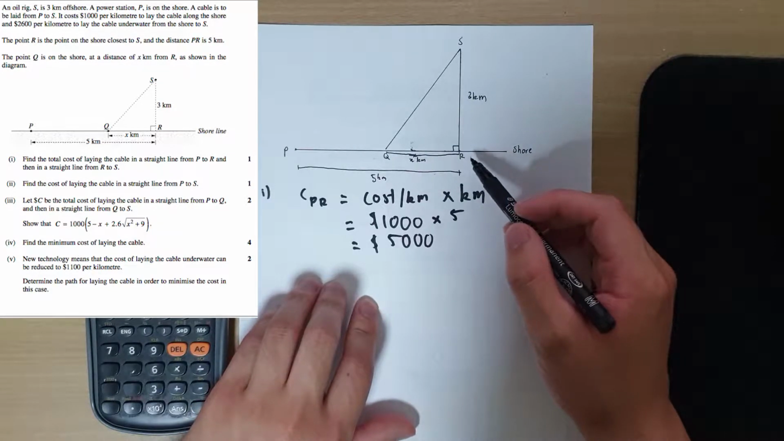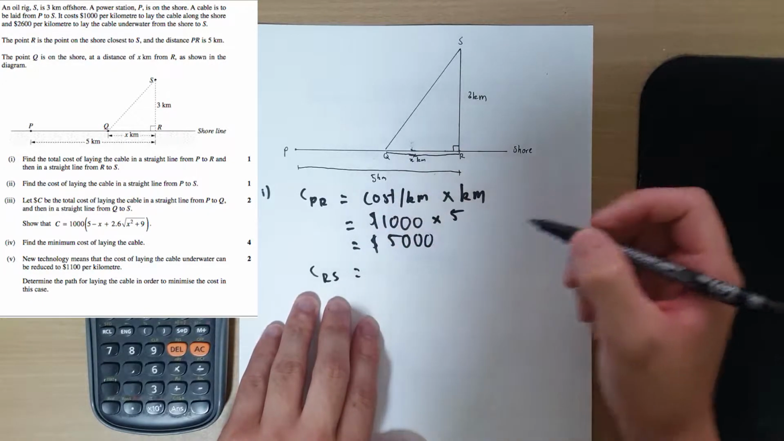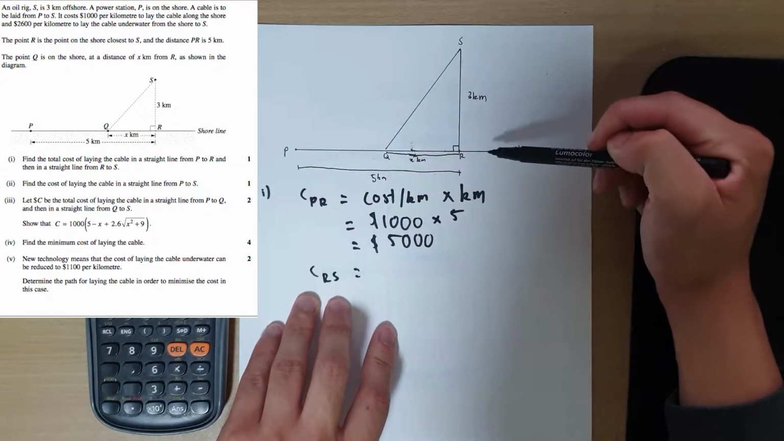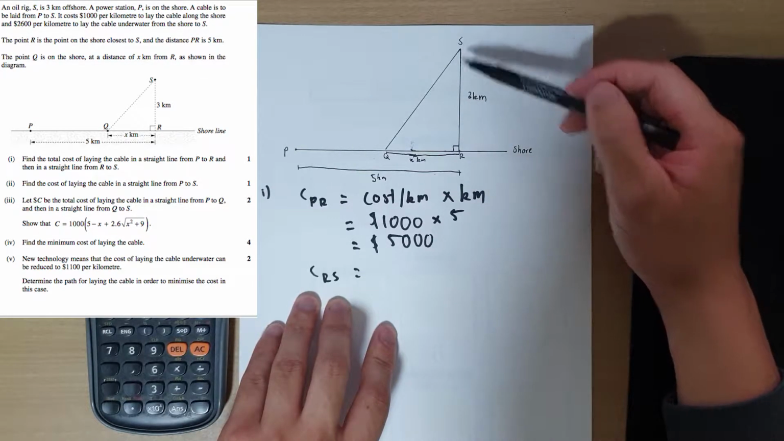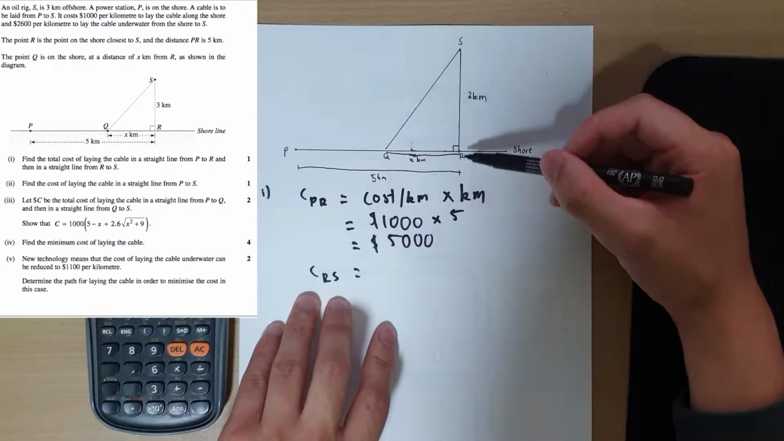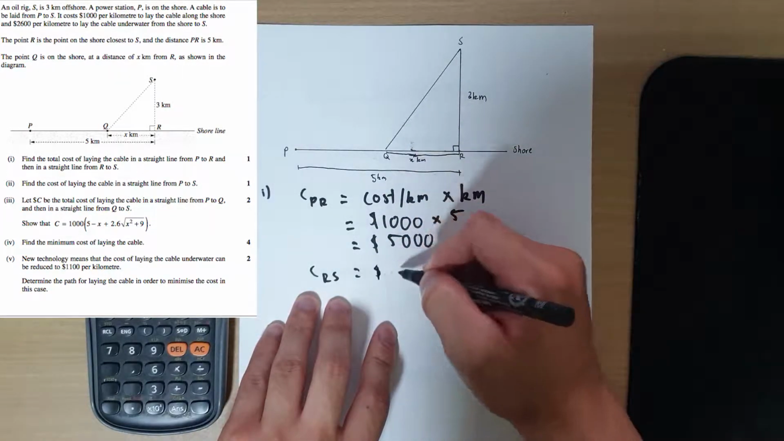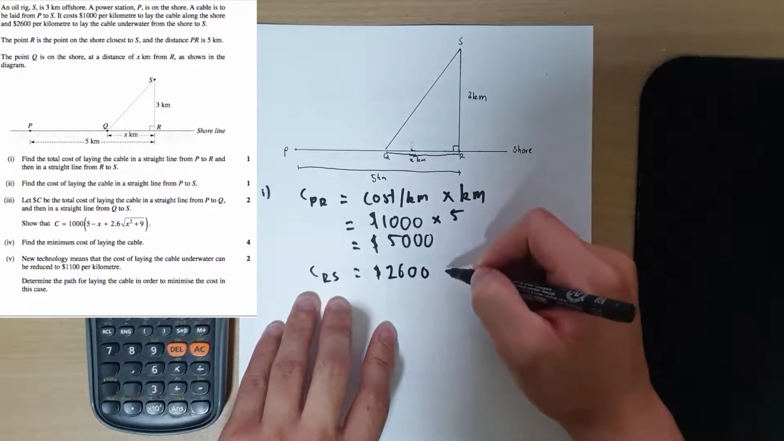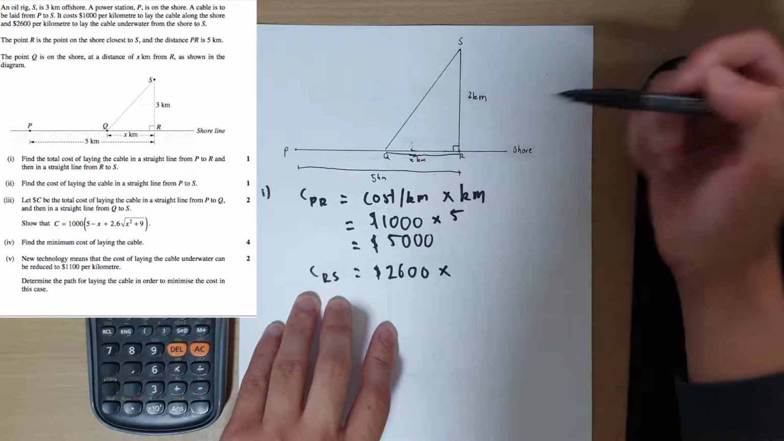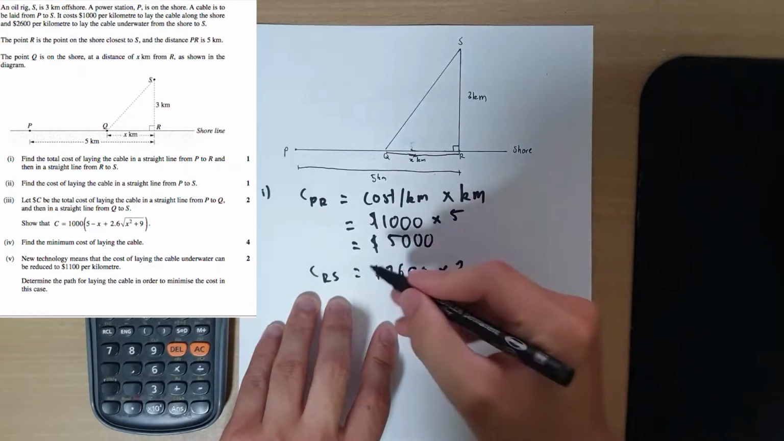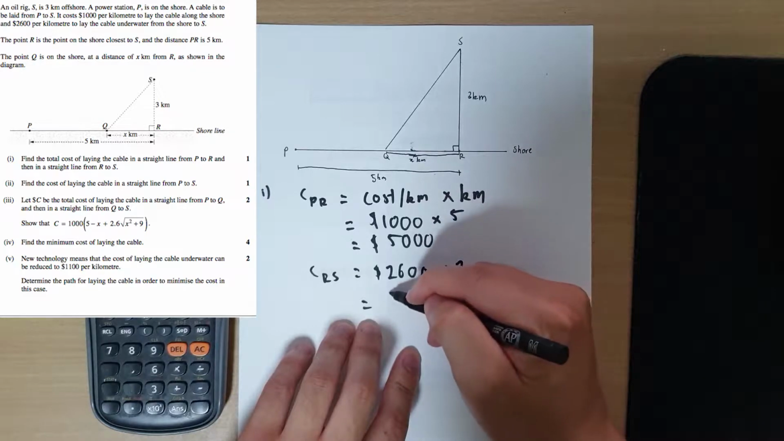Now to find the cost of RS, it's the exact same thing, right? The difference is that RS is not on the shore. It's actually in the water. This is our oil rig out at sea, and this is our shore here. Because we go underwater, our cost is actually $2,600, as you see in the question. What about the distance? The distance RS is 3 kilometers. So let's multiply that by 3. That would be equal to 7,800.